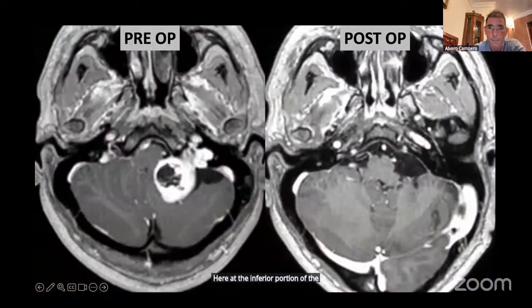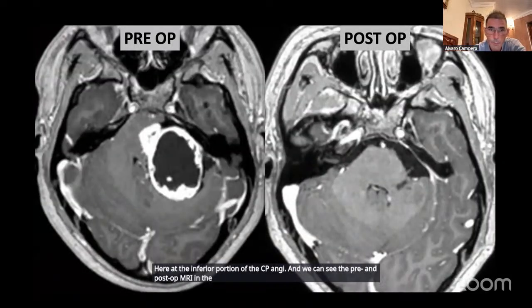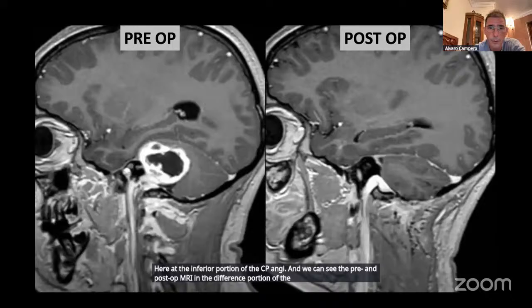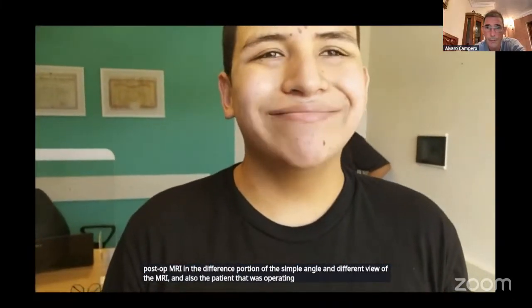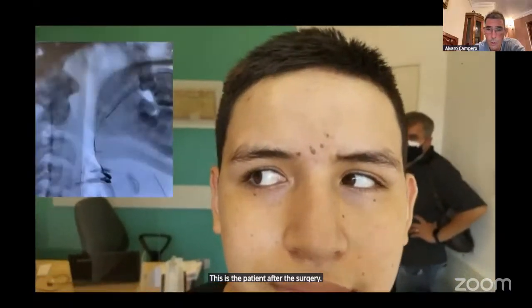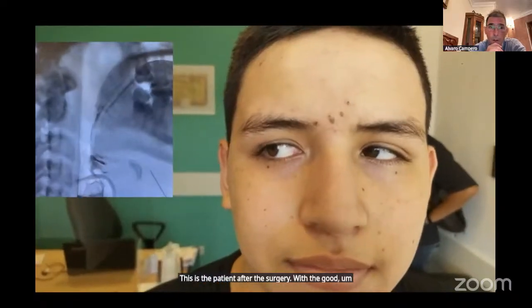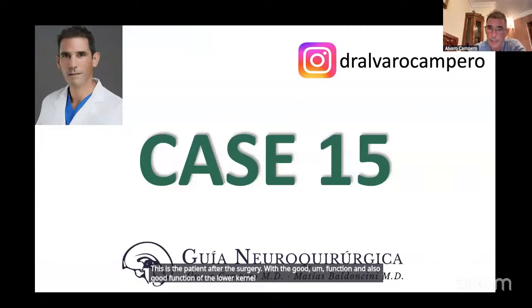CP angle. And we can see the pre and post-op MRI in the different portions of the CP angle and different views of the MRI, and also the patient that was operated during the pandemic. This is the patient after the surgery with the good function and also with the good function of the lower cranial nerve, that it is very important.